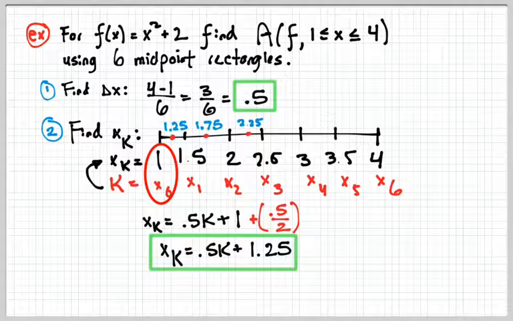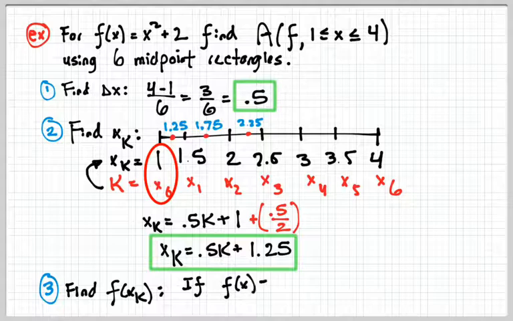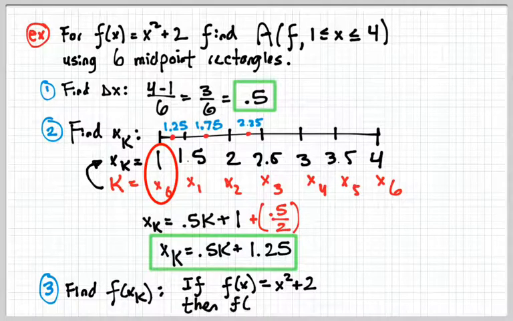Good. All right, so our last step here is to find our f of x of k, which is our height. We're going to find f of x of k. To do this, we'll use our f of x. If f of x is equal to x squared plus 2, then f of x of k will equal parentheses squared plus 2.